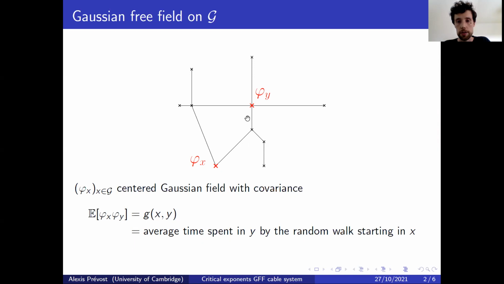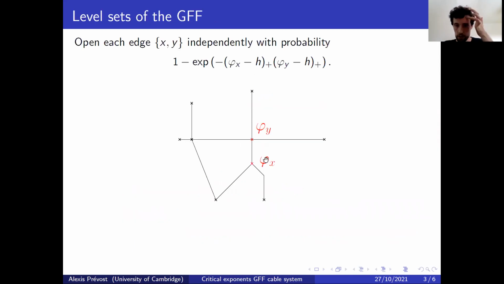Associated to this Gaussian phi field, we can define a percolation model as follows. For each edge between two neighbor vertices x and y, you can declare this edge open with a certain probability which is given by this formula. Let's say, for instance, that this one is open, which on the drawing is represented by a red edge. Since the plus here means the positive part of phi x minus h, if phi x is smaller than h, then this is equal to 0, and so this probability is equal to 0. So if the edge is open, it means that almost surely phi x must be larger than h, and phi y must also be larger than h. And if one of them is smaller than h, then the edge cannot be open.